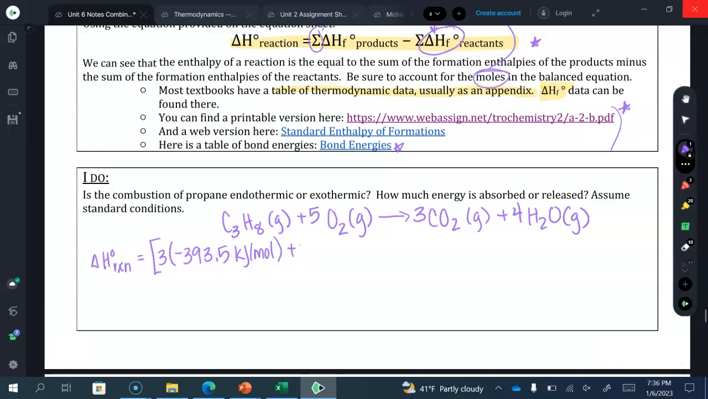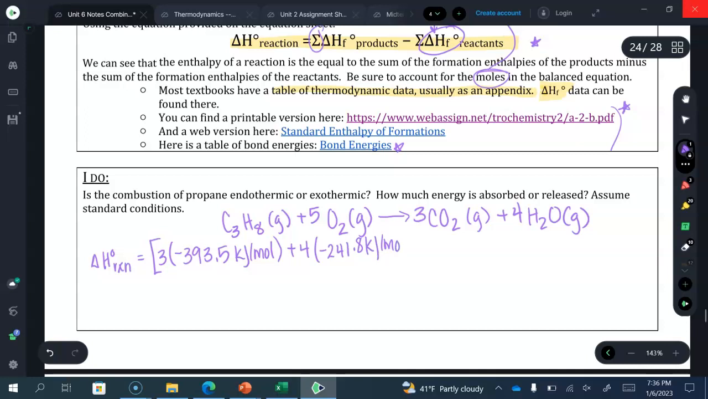And then we have 4 waters, and you would look up water, which is water gas, which is negative 241.8 kilojoules per mole. And yes, there are different values depending on the state of matter. So you do need to make sure you are paying attention to which state of matter. I do know that this one is a gas because it is a combustion reaction, and that is typically at higher temperatures. So water would be in the steam or vapor state. So we would be using it as a gas.